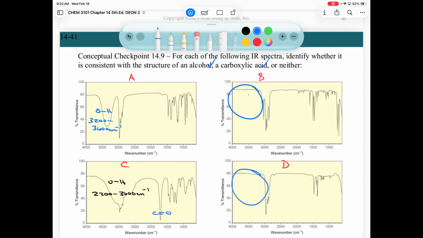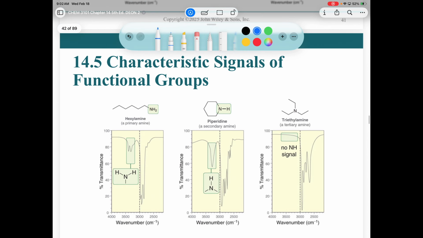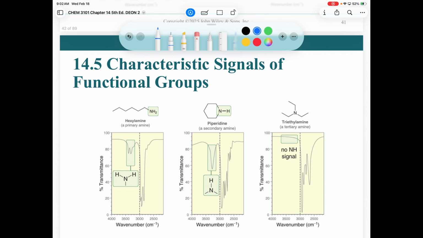You're like, what kind of boring garbage? No, these are still good IRs. They're just not alcohols or carboxylic acids. Now again, if I have a primary amine, you see you have the two stretches, right? Symmetrical and asymmetrical. Then when you have a secondary amine, you only have one stretch. But if you have a tertiary amine, like the triethylamine here, there's no nitrogen-hydrogen bond in there, right?